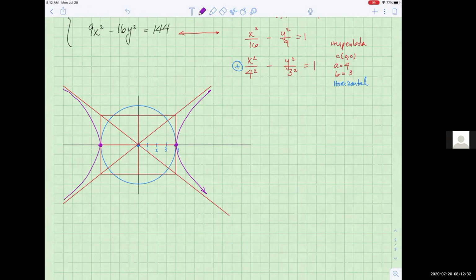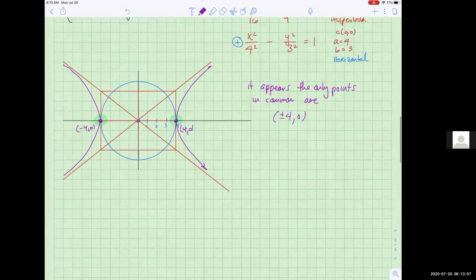And so it would appear that the only points that the purple curve and the blue curve intersect are at the points -4, 0, and 4, 0. So this is vertex and vertex. So this can be solved graphically. It appears the only points in common are plus or minus 4, 0.